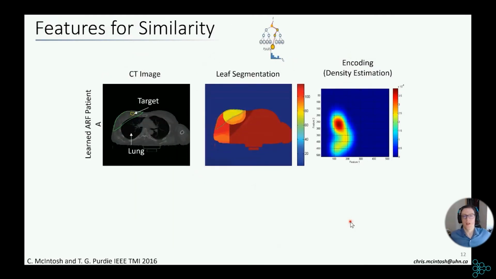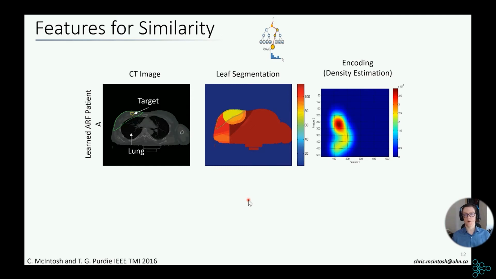So what does it kind of look like for the machine learning? Well, the machine learning now has a goal. It wants to be able to predict that metric of how well a given atlas will work for a novel patient, but it needs features to be able to learn it on. So what we do is we look at the features that the ARF actually learned for each patient to see what features are relevant to predicting dose.